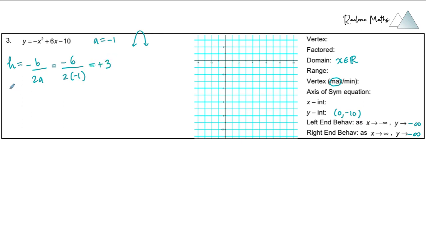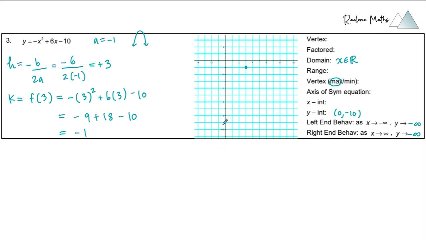And now I can work out k as f evaluated at 3, because this is a y-coordinate evaluated for a given x-coordinate. And so negative, open bracket, 3 squared plus 6 times 3, and then take away 10 is going to give us negative 9 plus 18 minus 10, and we have 9 minus 10, which is going to be negative 1. So the vertex is located at 3, negative 1.